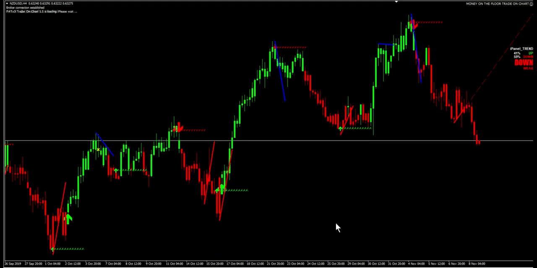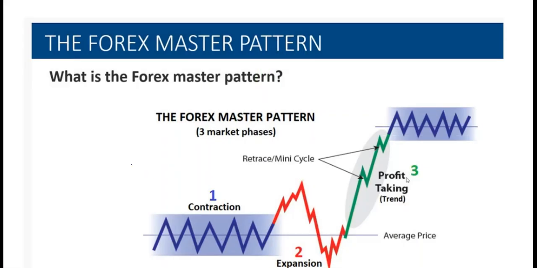Hello and welcome to Money on the Floor Currency Trader. Right now we're looking at the New Zealand dollar 4-hour chart. No reason, we're just looking for a chart. Basically we're looking for a particular pattern. Let me show you the pattern and it'll make more sense to you. Here's our pattern.